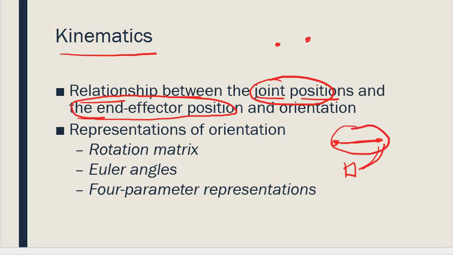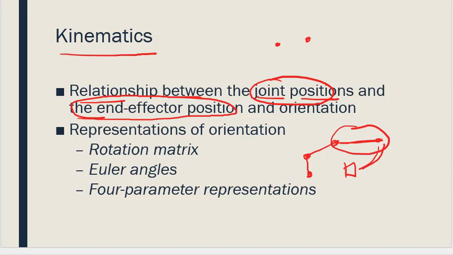And orientation means if we consider this link and this link and that link, how I want to arrange it, or the orientation of the robotic links or arms. And next is the representation of orientation.